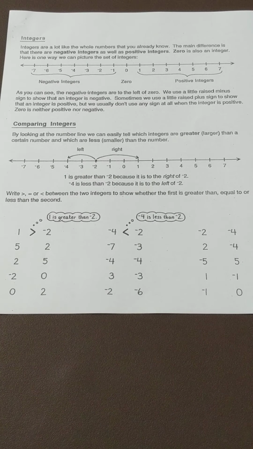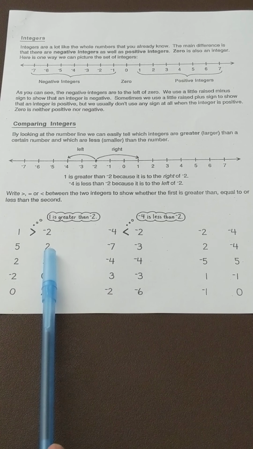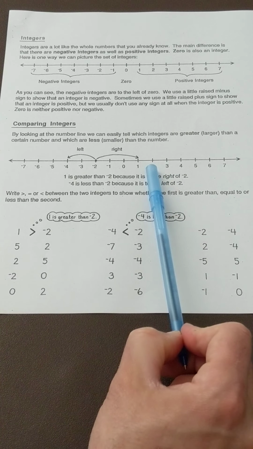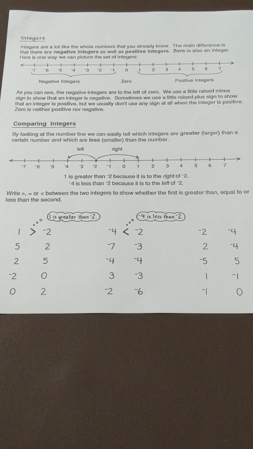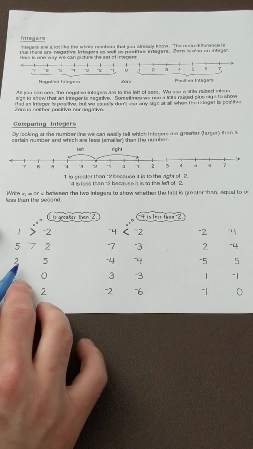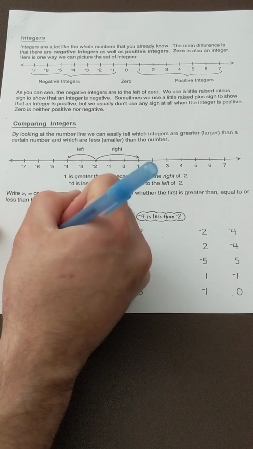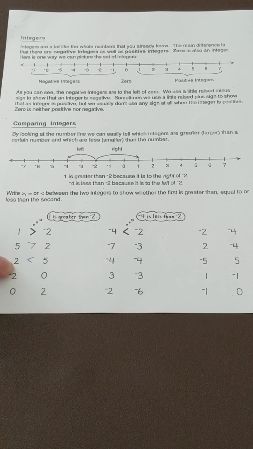So let's look at a couple on our own. Which one is bigger, 5 or 2? Well, that's pretty obvious since there's no negatives, but we know that 5 is to the right of 2. So if we're at 2, we'd have to go to the right in order to get to the 5. So 5 is definitely greater. This is another easy one. It's no negative number, so it's obvious. 2, hey, we know, is less than 5. So we know 2 is less than 5.